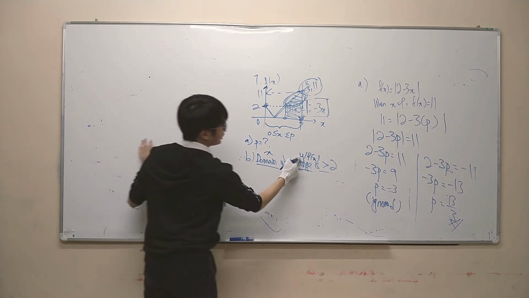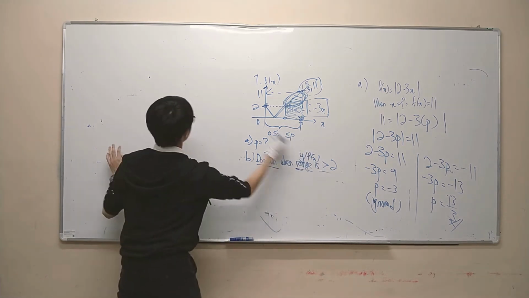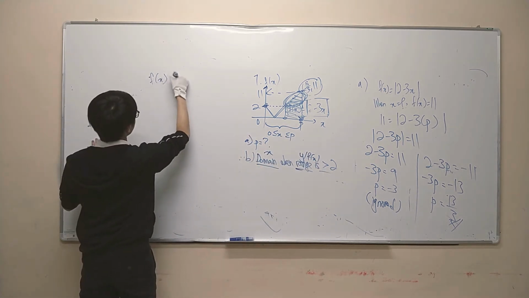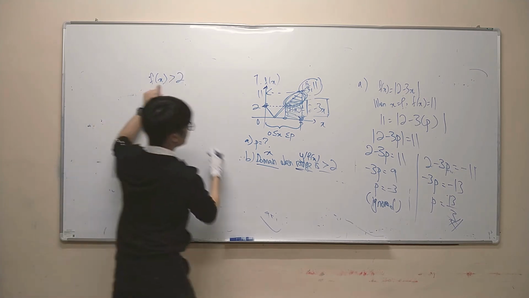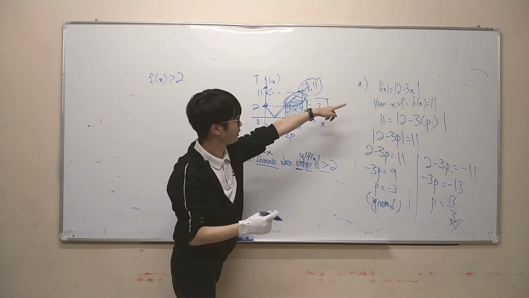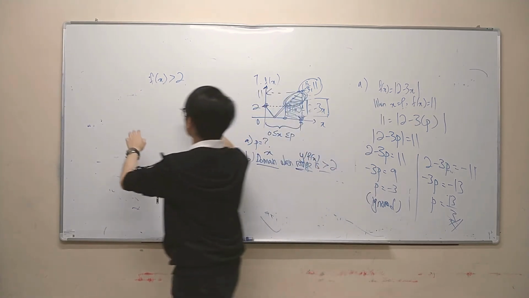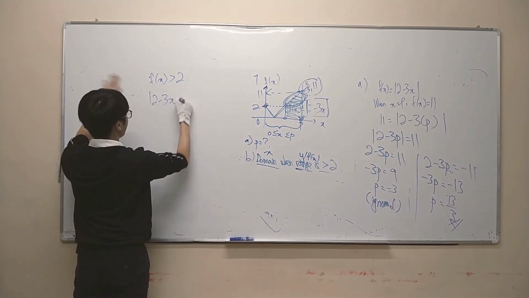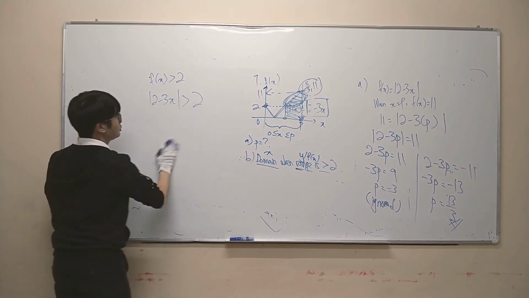Okay, it gave the range is bigger than 2. Meaning f(x) bigger than 2. And your f(x) is what? Your f(x) is modulus 2 minus 3x. So modulus 2 minus 3x bigger than 2.